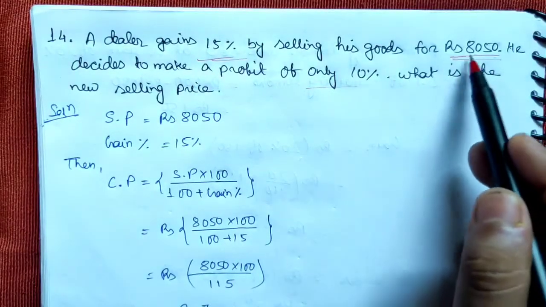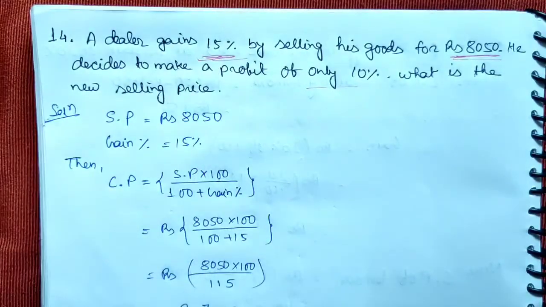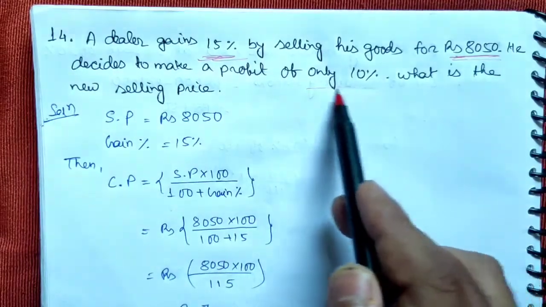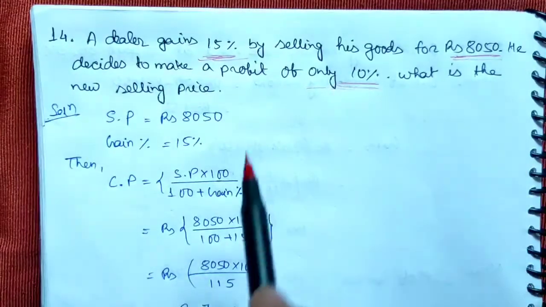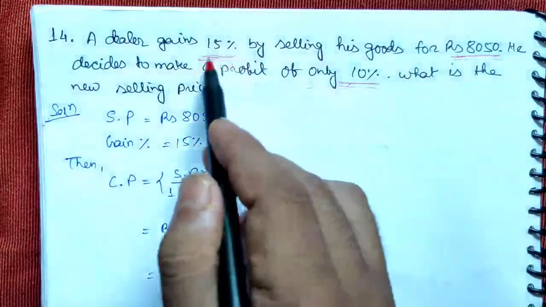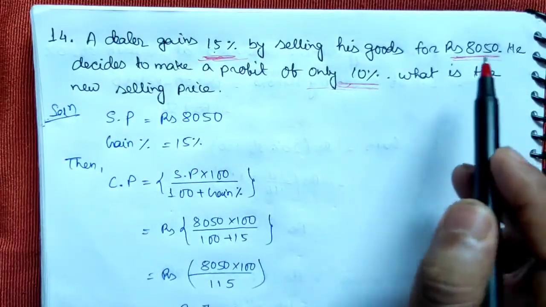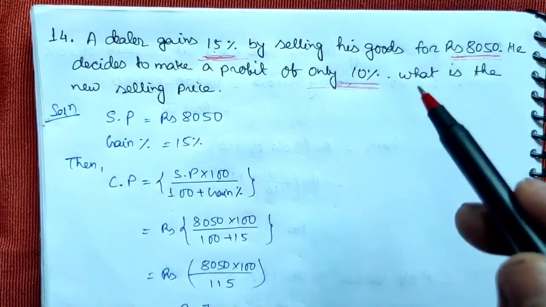Okay, so if the SP is 8050, he gains 15%. Now something goes in the mind of the dealer that he doesn't need so much gain, so he reduces his gain. So his new gain, he decides to reduce the gain to 10%. Okay, so if he gains 10%, what will be the selling price? Here a relation is given that if gain is 15%, selling price is 8050. Now if gain is 10%, we have to find the selling price. So how to find the selling price?